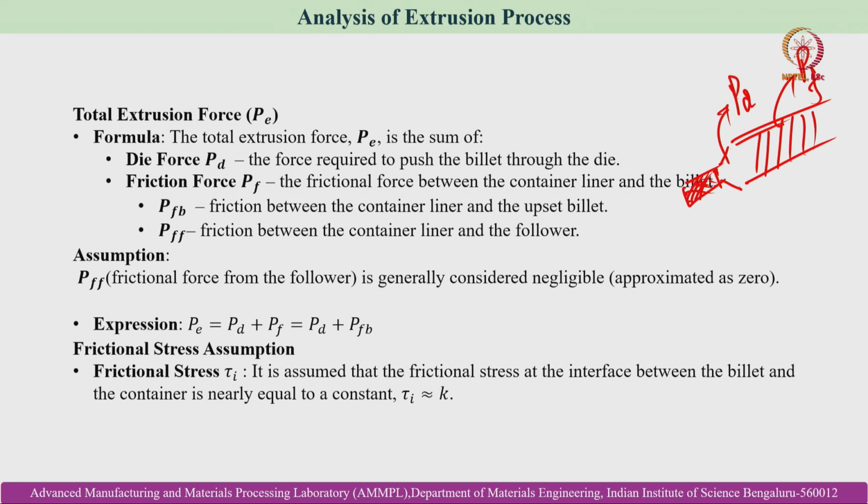Hence, the extrusion force formula P E can be expressed as P D plus P F B, that is the die force plus the frictional force between the container liner and the upset billet. Now, the frictional stress assumption. The frictional stress can be defined as tau I, because it is a shear stress. It is assumed that the frictional stress at the interface between the billet and the container liner is nearly equal to a constant, so tau I is equivalent to K.